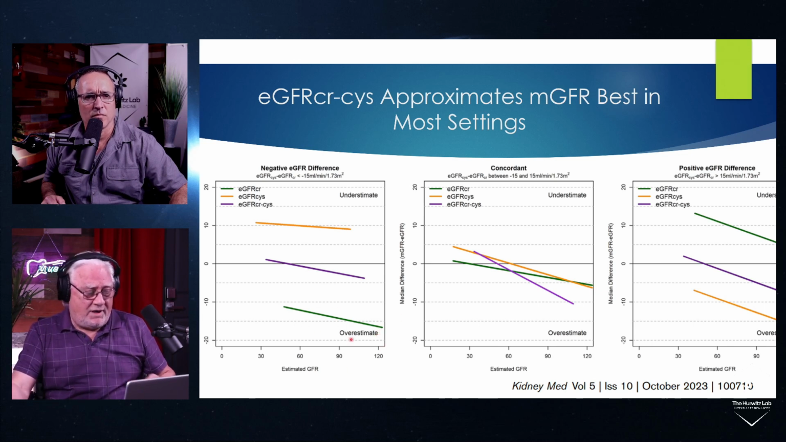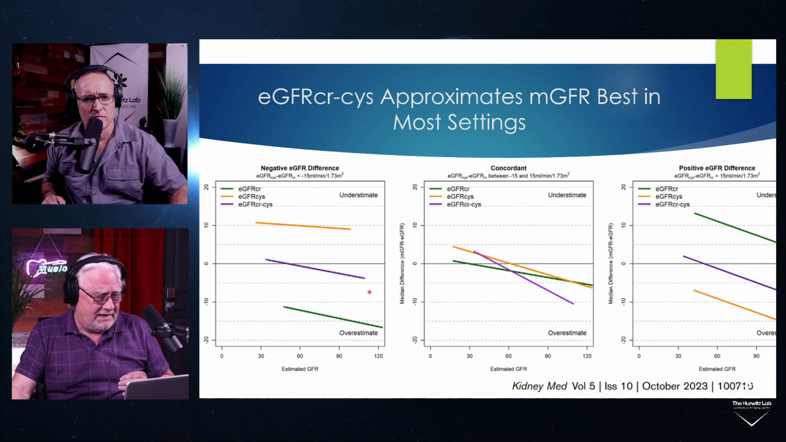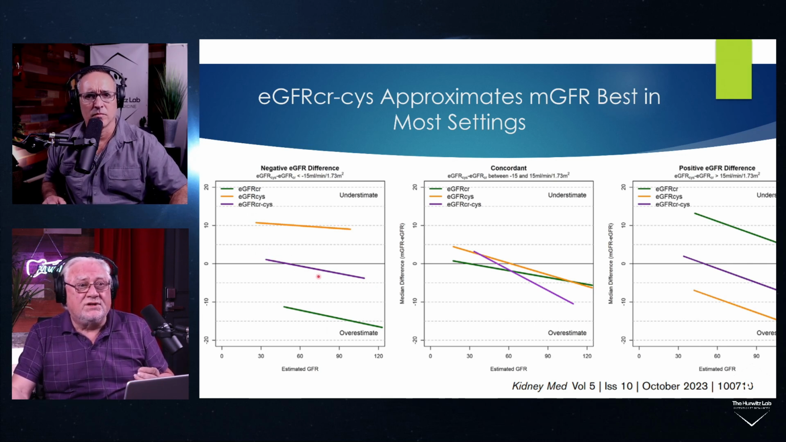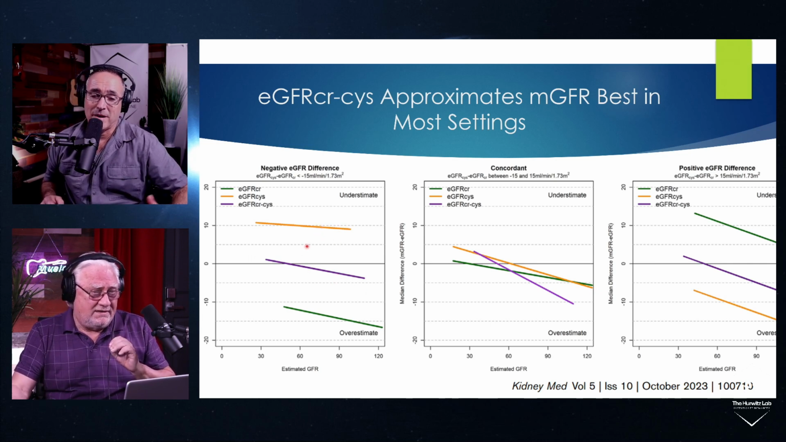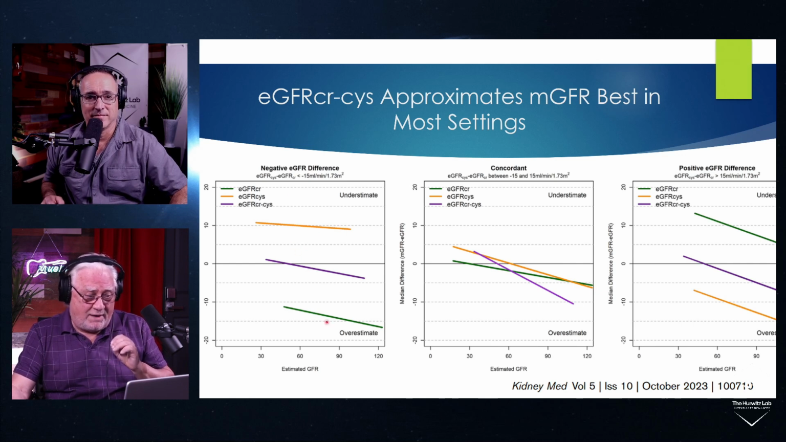And when you look at that population, if you look at the combined eGFR, cystatin, creatinine, while there is a bias to it at higher GFRs, you come pretty close to the line of identity with a measured GFR. It does a better job than either one of the estimated GFRs alone.